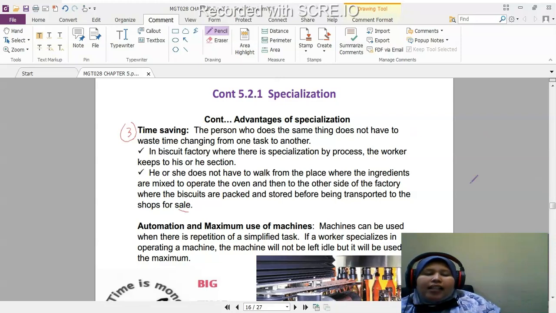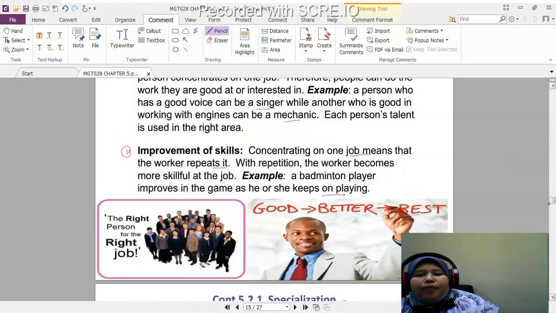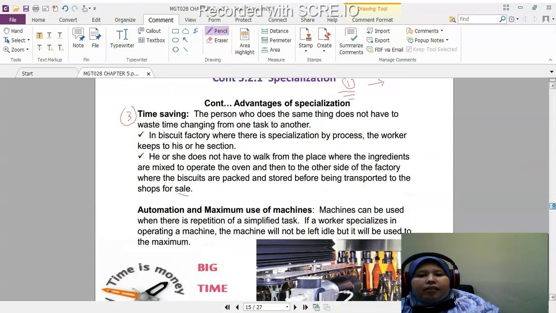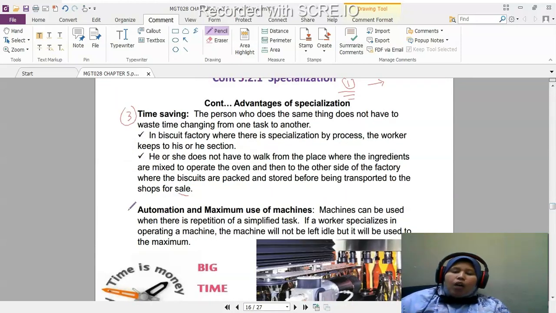So kalau kita ada orang yang tertentu yang specialize, contoh yang bancuh tepung ada seorang. Lepas tu dia stay je, dia bancuh tepung aja kerja dia. Dia tak perlu nak move to another section of the production. So boleh menyebabkan time saving. Then the fourth one, automation and maximum use of machine.